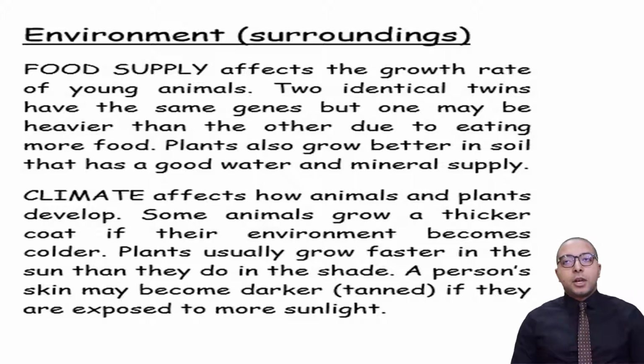On the other hand, the climate affects how animals and plants develop. Some animals grow a thicker coat if they are found in an environment which is cold, and other animals are going to grow a thinner coat or thinner fur if their environment is not that cold. Not only that, but also plants might get taller if they are found in a sunny place, and if they are found in the shade, they are not going to be as healthy and they are going to be a little bit shorter. So all of these can be considered environmental variation.